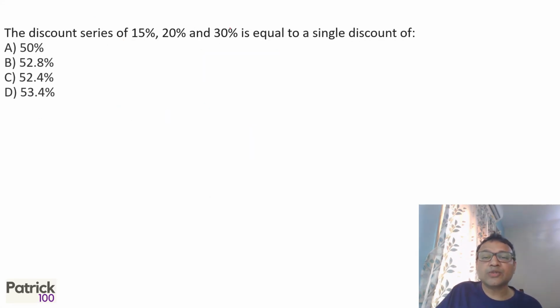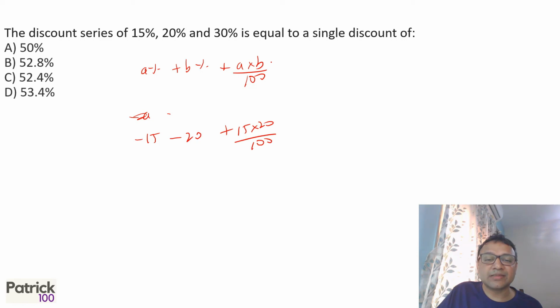Discount series of 15, 20, 30% equal to a single discount of? When you say discount, that means negative. So you use the formula of a percent plus b percent plus a into b upon 100. But here a and b are negative. This becomes minus 15 minus 20 plus 15 into 20 upon 100, because minus into minus becomes plus. This, if you calculate, becomes minus 32%.